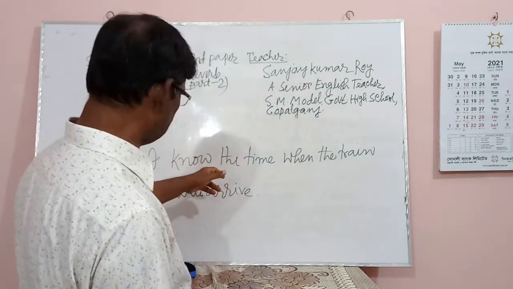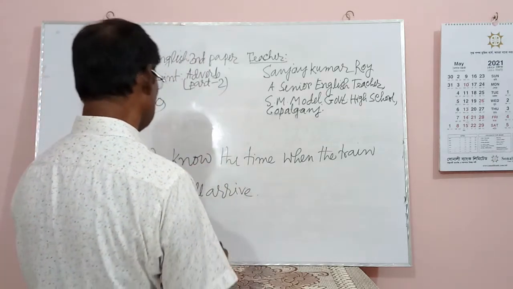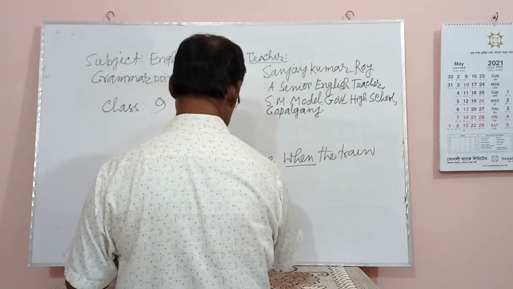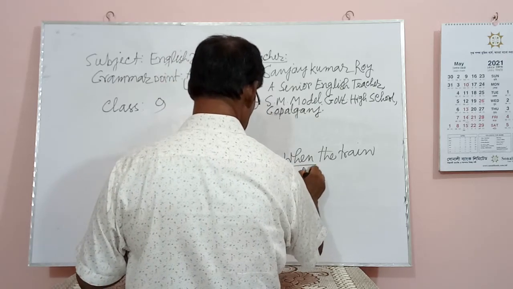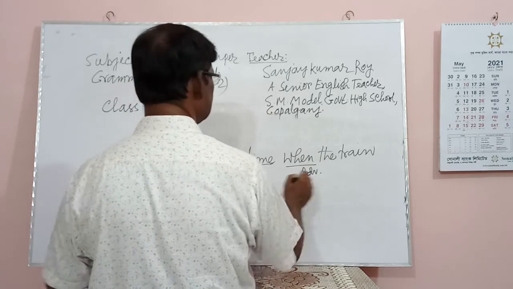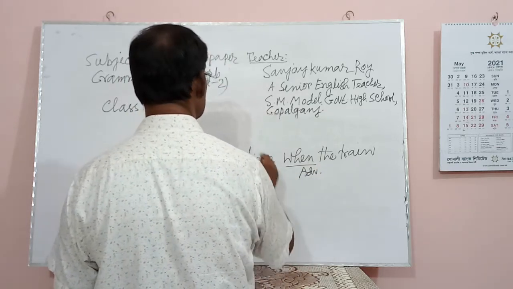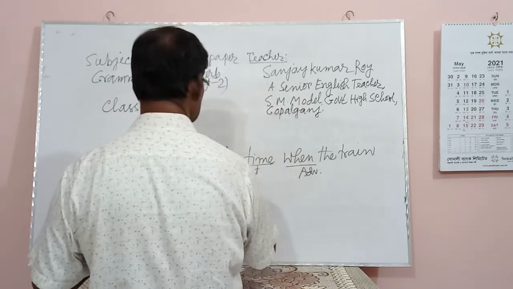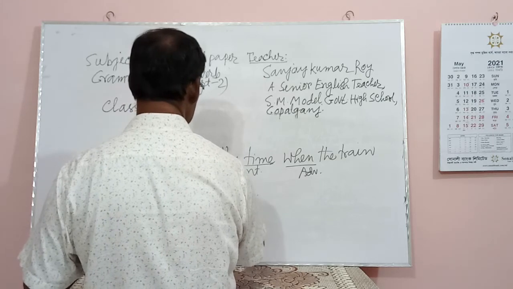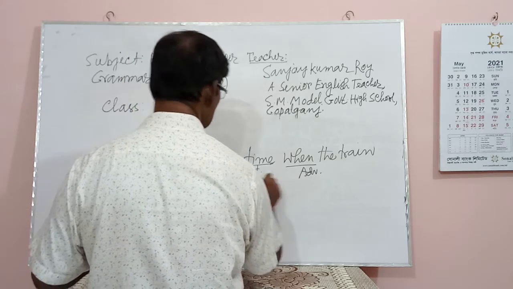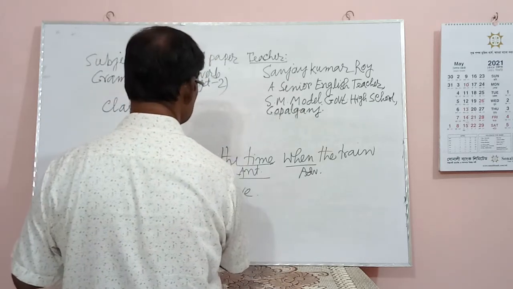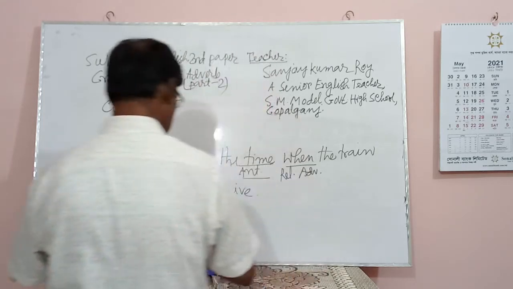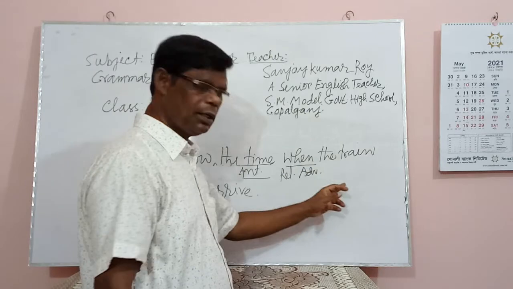Here in this sentence, I know the time when the train will arrive. "The time" is the antecedent, and "when" is an adverb. This adverb joins two clauses with the mention of the antecedent, the time. So in the same way, this is relative adverb. "When" here is a relative adverb.